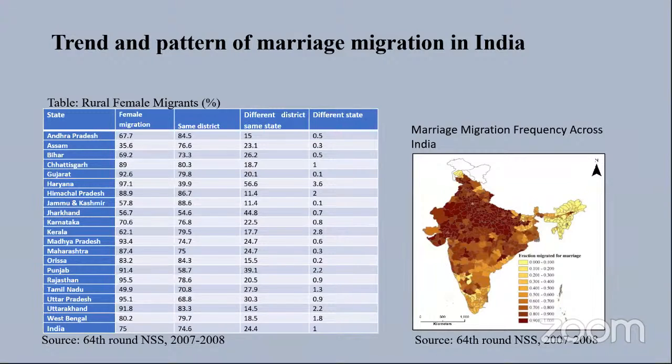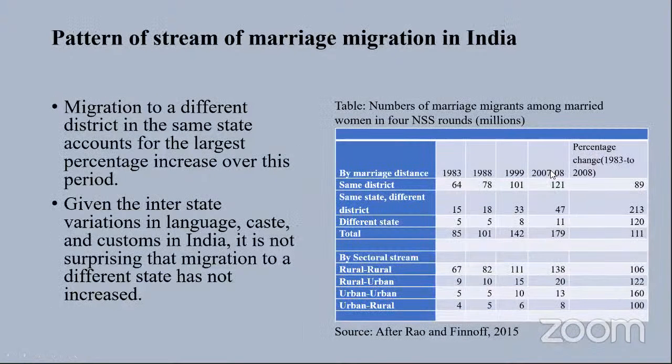Marriage migration is 80% in West Bengal, but when we move towards the northeast, we find that it is nearly 30% in the northeastern states.